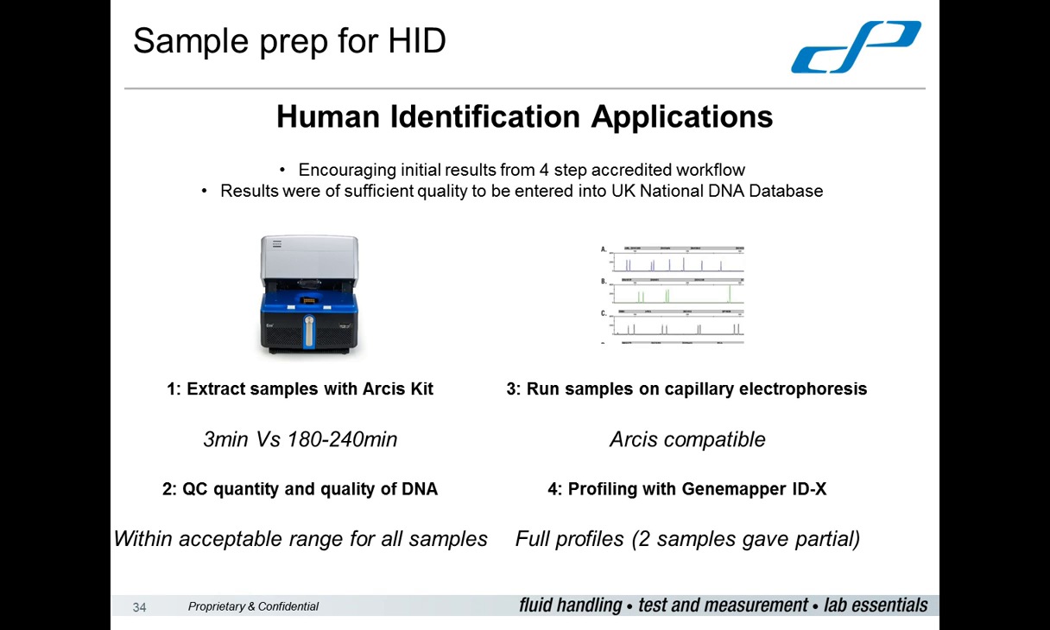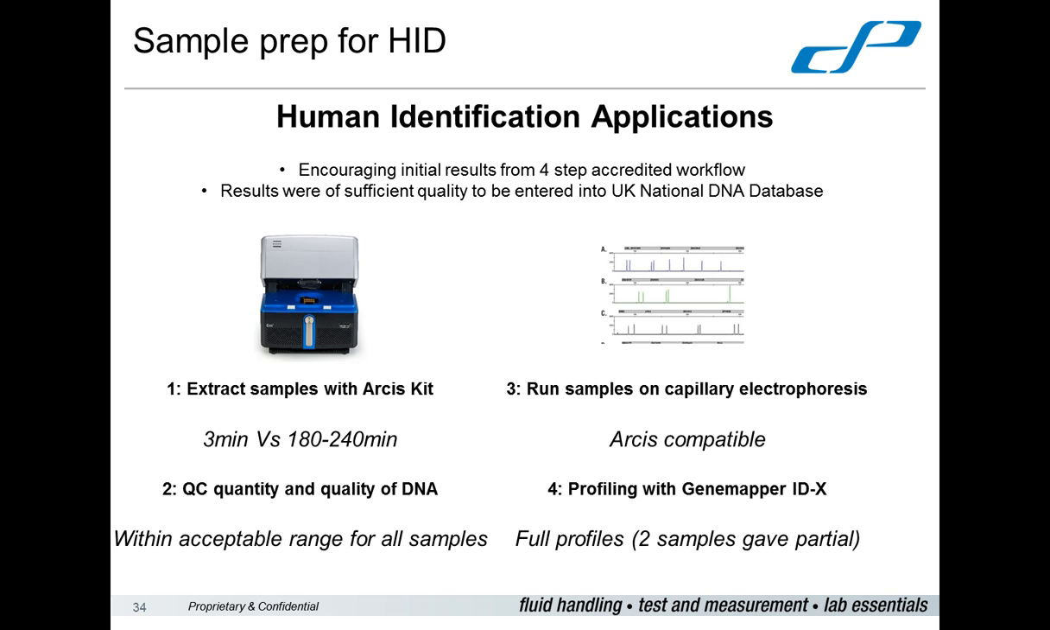So once again, these are commonly used forensics type sample collection workflows, and this led us on to a full-on pilot study into a forensics type human identification workflow. So in this study, we compared the Arcis kit with a standard accredited forensics workflow. Traditionally, in this accredited workflow, it takes between 3 and 4 hours to get nucleic acid from the sample. So we compared this 240-minute system with our 3-minute system.